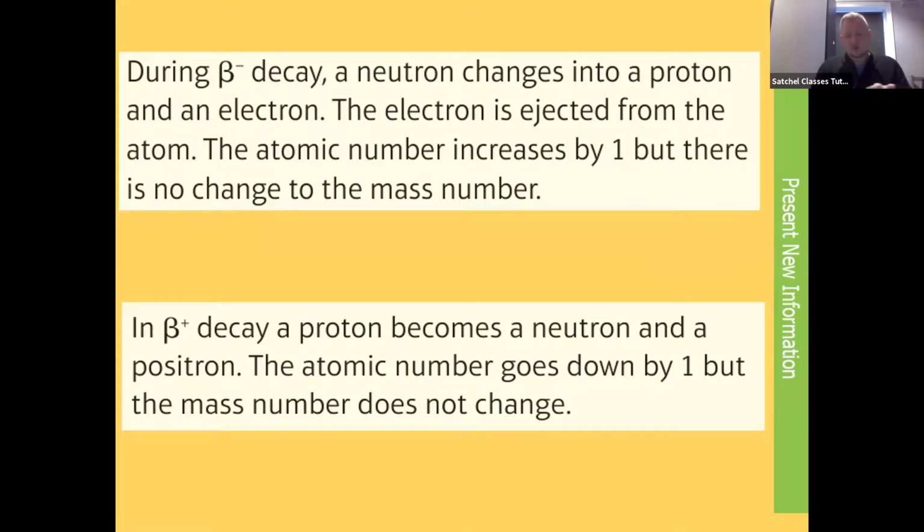So far, we've covered alpha, where we said that we've lost a mass of 4 and a proton number of 2. And we've talked about beta, where the mass number does not change, whether it's beta minus or beta positron. But the atomic number does. In beta minus, the atomic number increases by 1, so the element moves 1 place to the right on the periodic table. And if it's beta positron, the atomic number decreases by 1, so the element moves 1 place to the left on the periodic table.